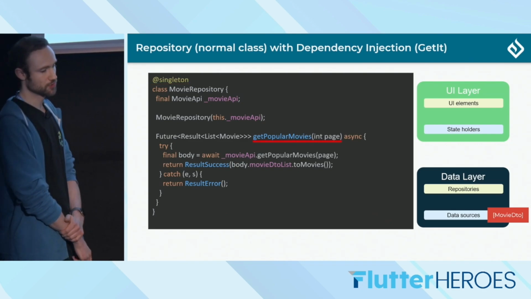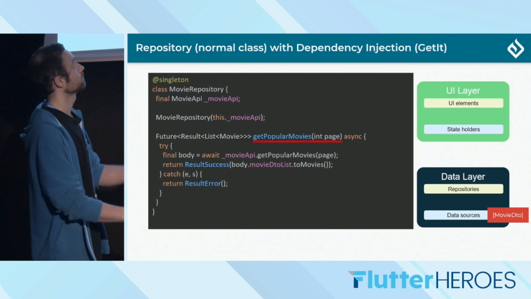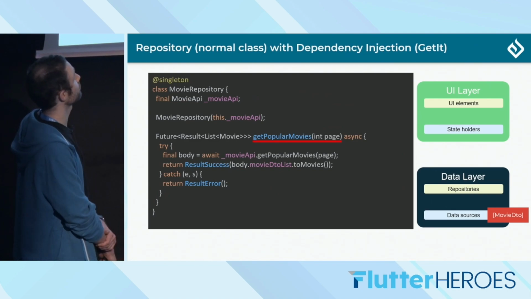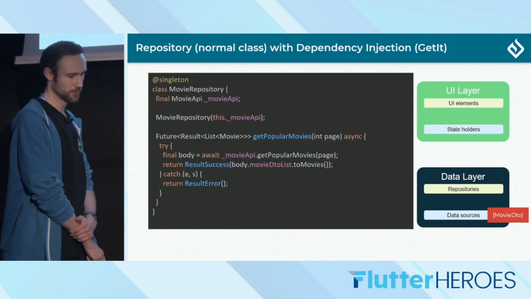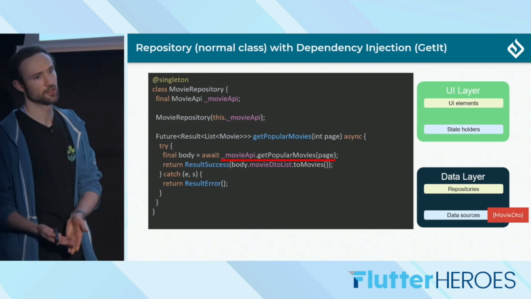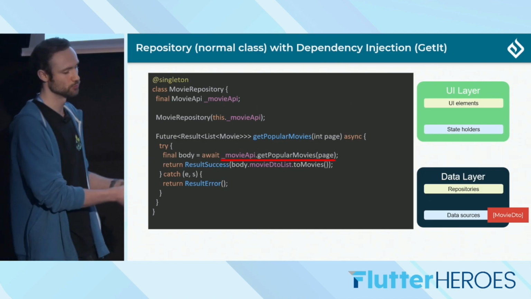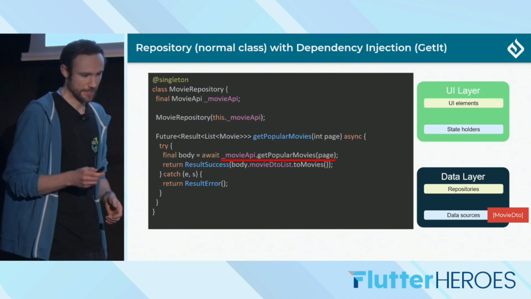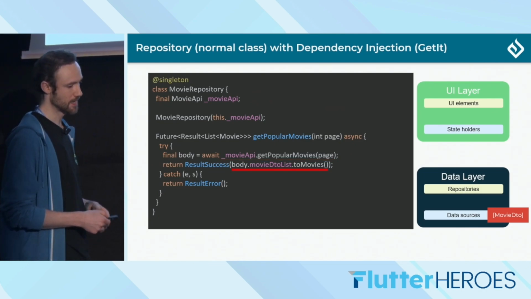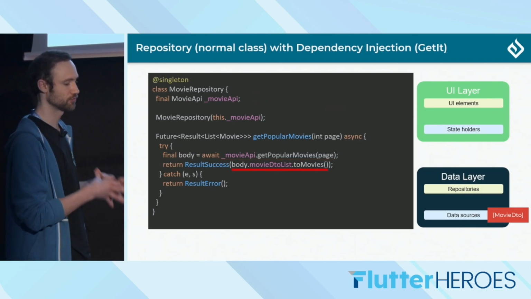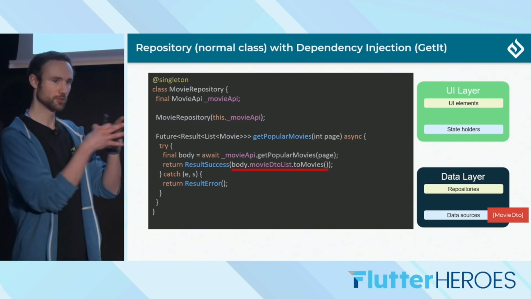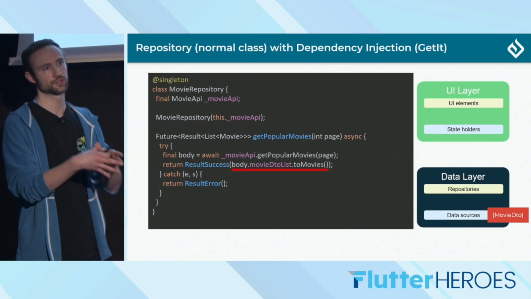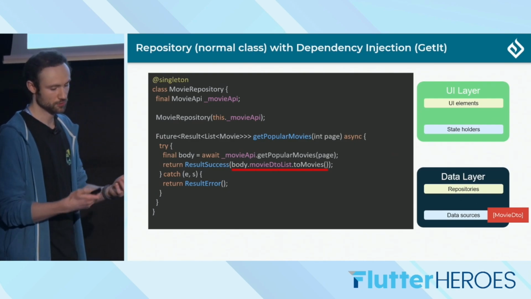So what is this repository now doing? As we can see, it also has just one simple method to get the list of popular movies. So what are we doing? At first, from our API, we are getting the list of movie DTOs. And then, in a second step, we are accessing these and transforming them to a list of movies. So from a list of movie DTOs to a list of movies. Why are we doing this?